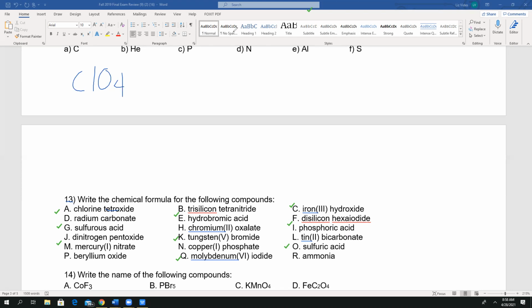Now, the next one's not so easy. This one is a polyatomic ion. It tells us iron 3. And then it tells us it's hydroxide, right? So when we cross, we get iron, that gets 1, and the OH gets 3. See?